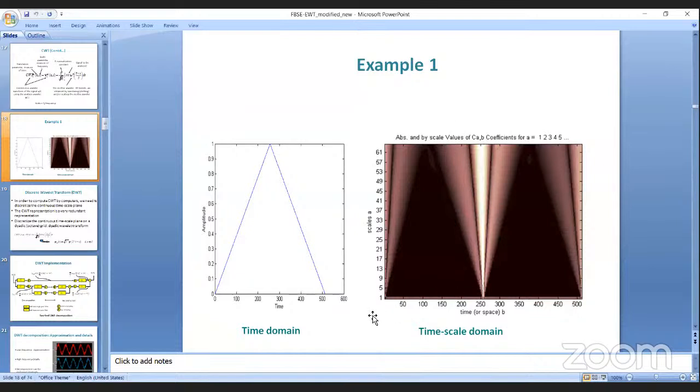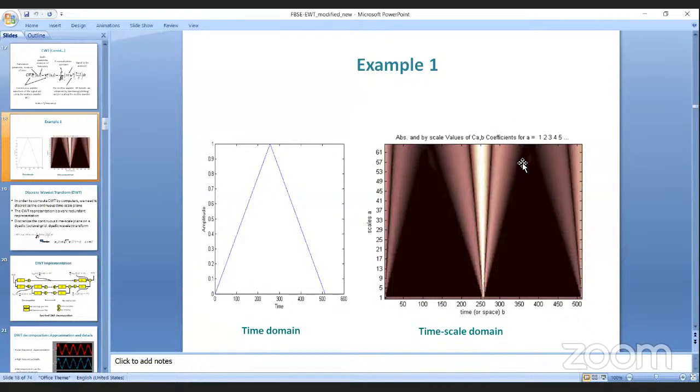At low scale, it is suitable for high frequency components, where you want to have good time resolution. Similarly, when you are analyzing a signal with large scale, high scale, it is suitable for low frequency components present in the signal, where you have good frequency resolution and poor time resolution.